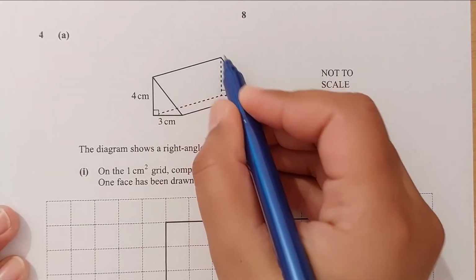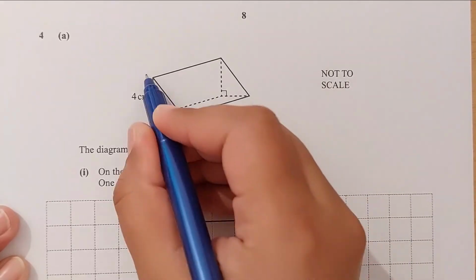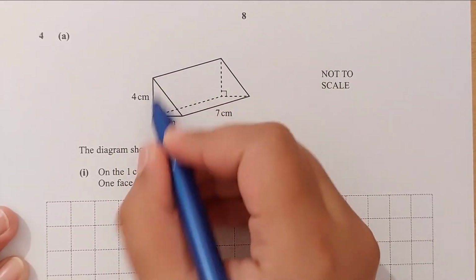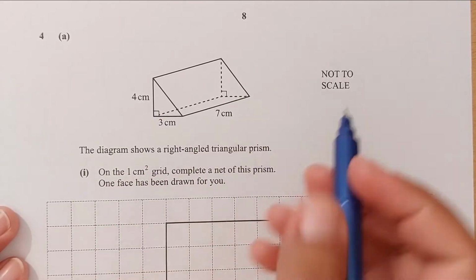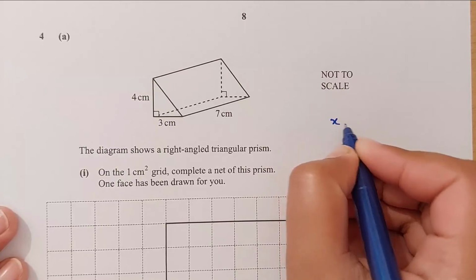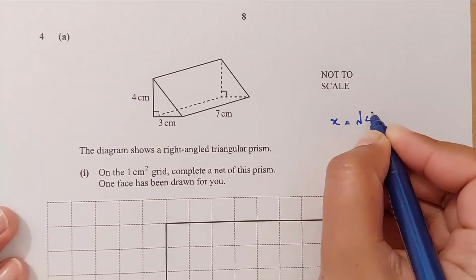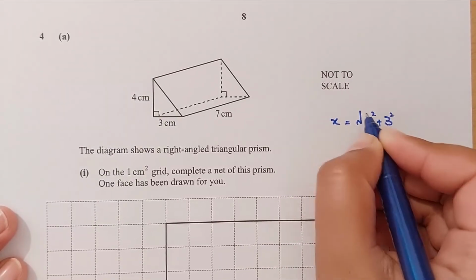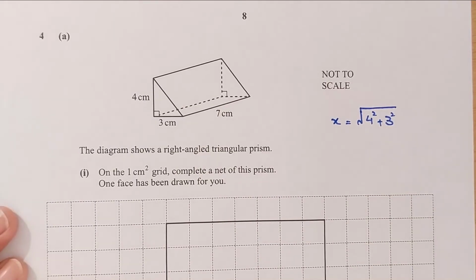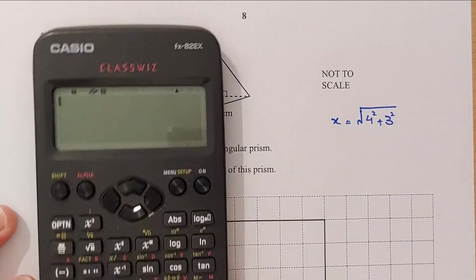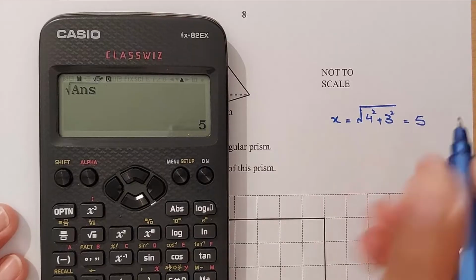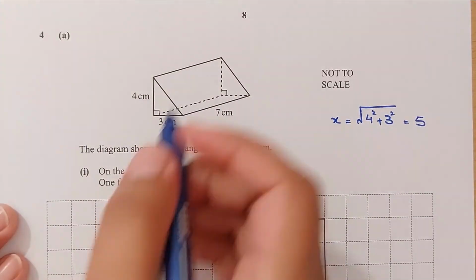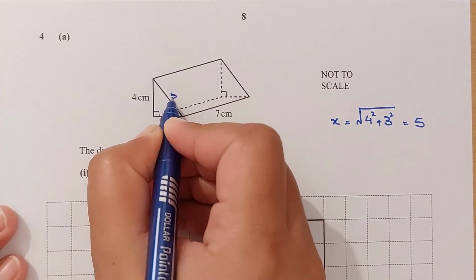Now what is this front face? This front face is 7, and what is this side? So we know that this is a right angle triangle. We can find this side by using Pythagoras theorem, right? So let's say this side is x, that equals the square root of 4 squared plus 3 squared, right? So now let me calculate. 4 squared is 16 and 3 squared is 9, and that is 25, and the square root of 25 equals 5. So that side is 5, so 7 and 5, right?